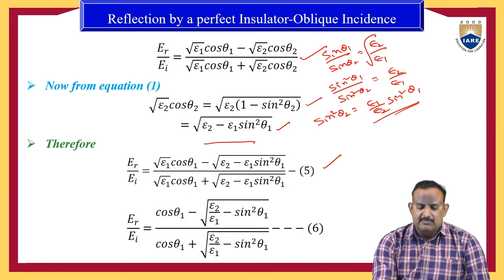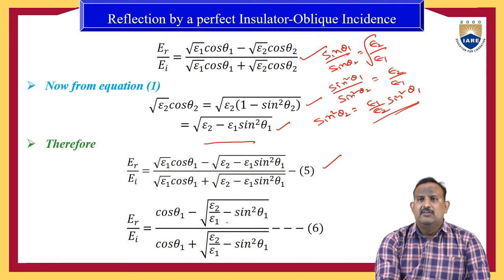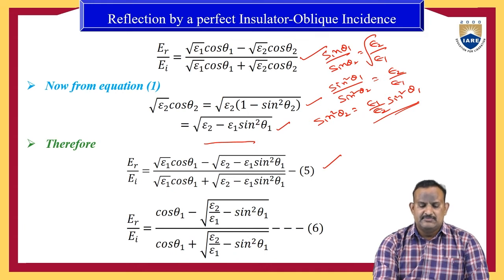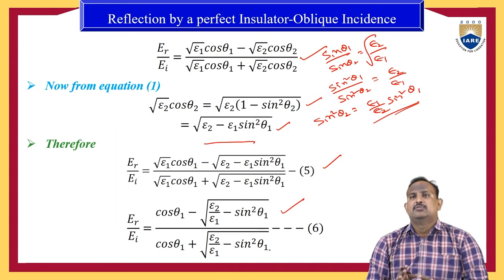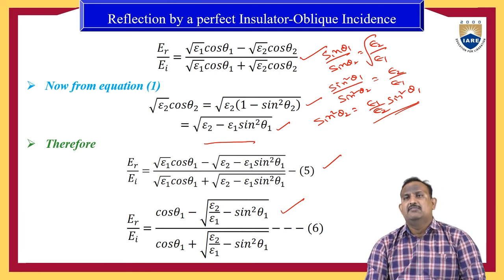Here we can take epsilon 1 common outside, and cancel the epsilon 1 in both numerator and denominator. Therefore the equation becomes ER by EI is equal to cos theta 1 minus root of epsilon 2 by epsilon 1 minus sine square theta 1 by cos theta 1 plus root of epsilon 2 by epsilon 1 minus sine square theta 1. Here we need to substitute the equation. If we substitute the equation, then we can easily complete the derivation.